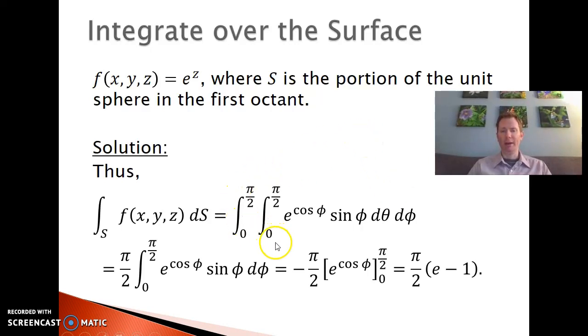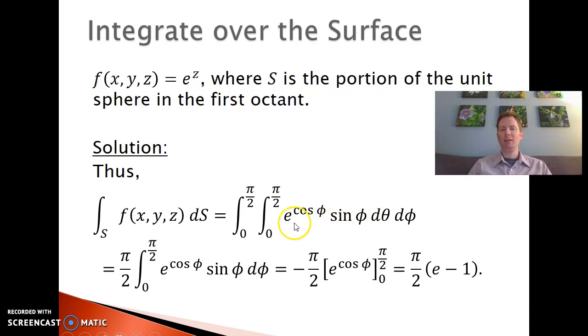And lastly, we see the bounds are 0 to pi over 2 for both theta and phi. That's because we're working in the first octant only. Remember, theta measures rotation in the xy plane. So if we want the first octant, we only want the first quadrant in the xy plane, so theta values between 0 and pi over 2. And then phi measures rotation down from the positive z-axis. So we only want to go down to the xy plane, so we only want to go down pi over 2 units. That's why it is also 0 to pi over 2.